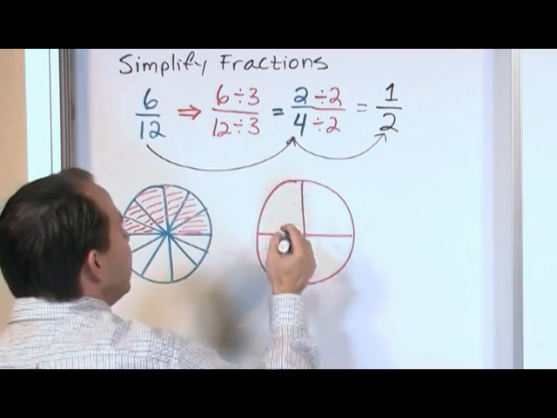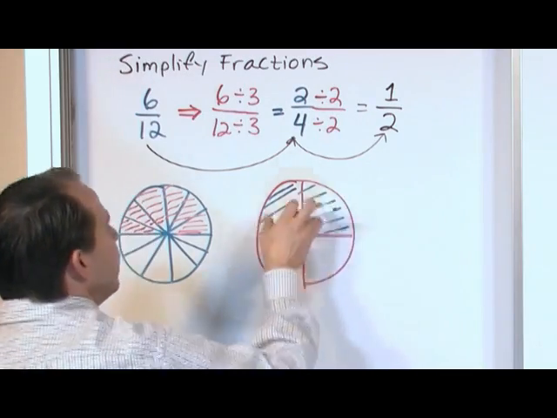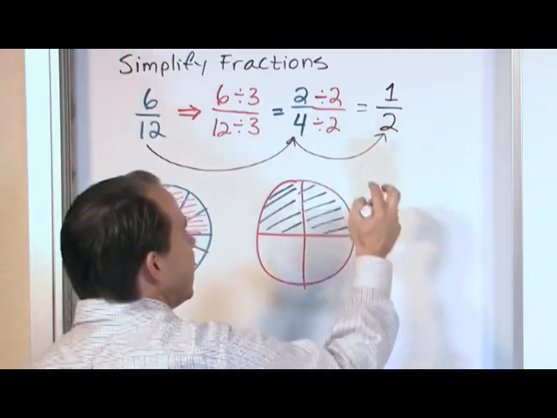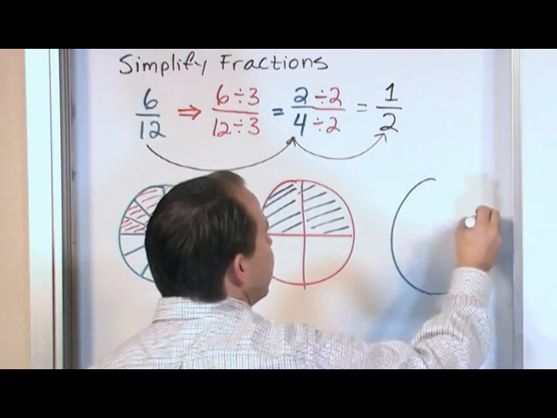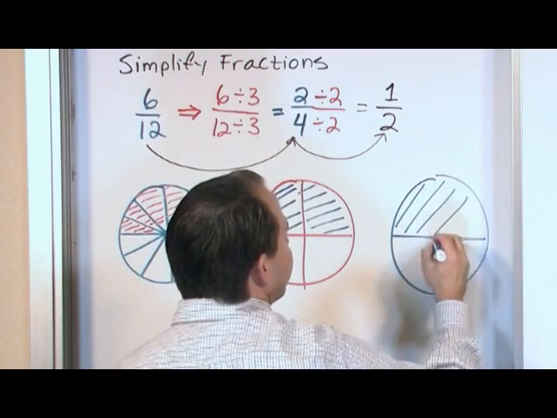I give away 2 of those pieces. Here's 1 piece, here's another piece. I've given away 2 of those pieces. So now I've given away, again, half of the pizza. And then finally, if I come over here, this is the easiest. I cut the pizza into 2 pieces and I give away 1 of those pieces.